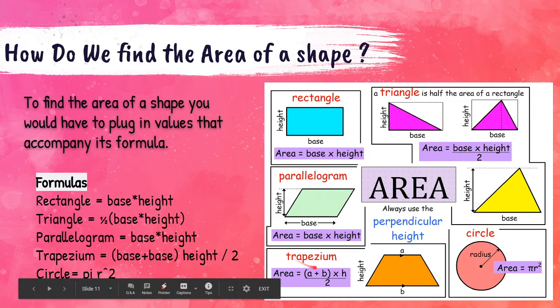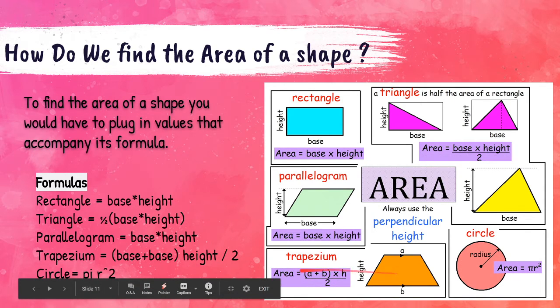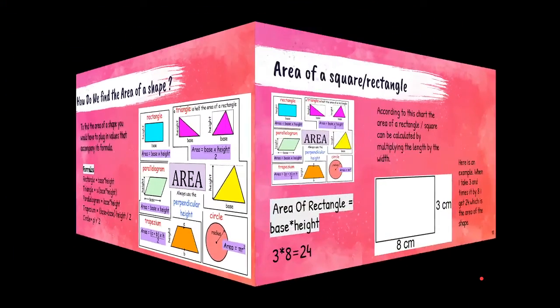Trapezium or trapezoid. Trapezium is one of the harder ones. There are 2 bases, A and B. You would add base 1 plus base 2, multiply by the height, the perpendicular height, not the slant height. This is what a slant height is, and this is what a perpendicular height is. It has to go straight down. Then you divide that by 2, and that's how you find the area of a trapezium or trapezoid. The circle is just pi r squared. We'll go deeper later on into what pi is and what r stands for.